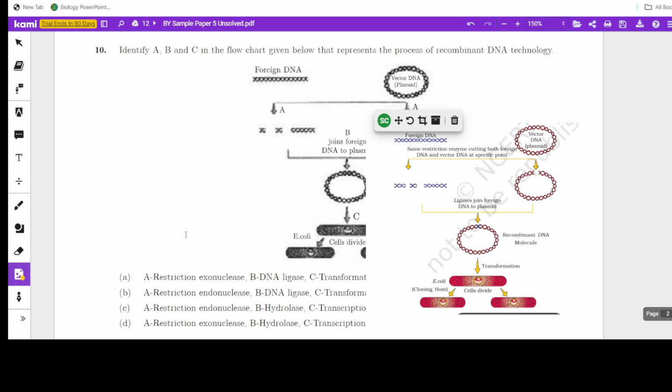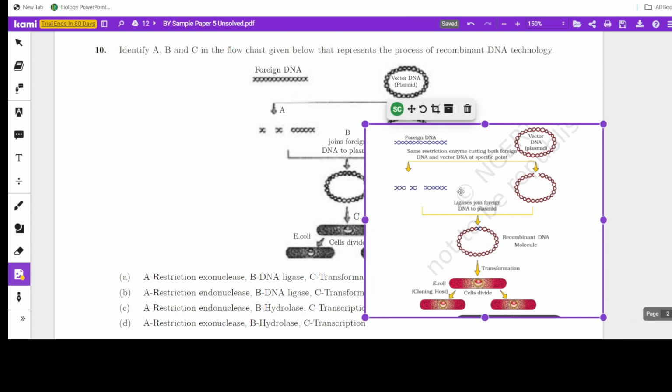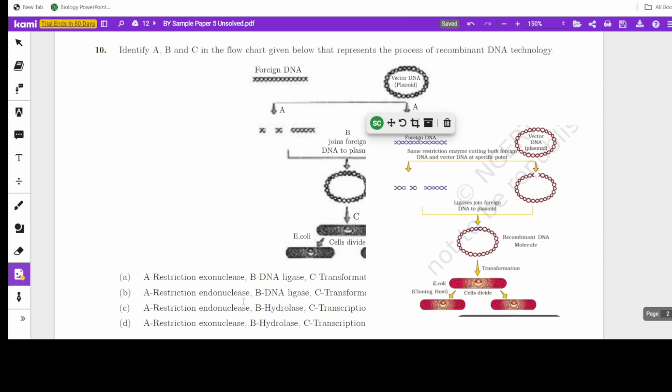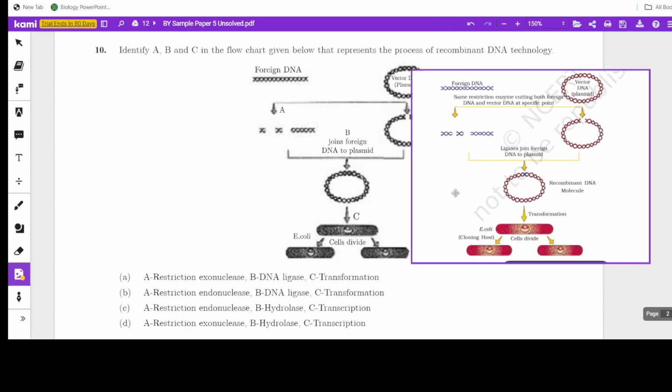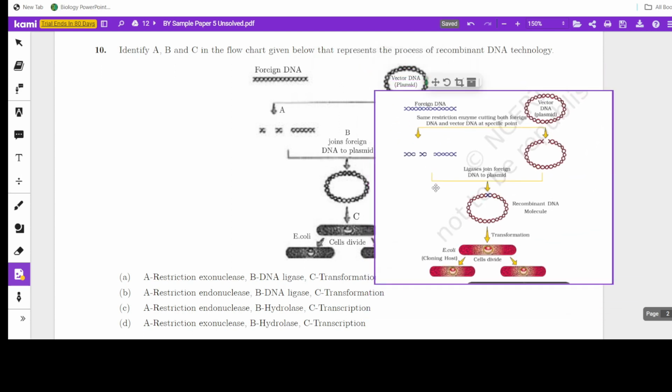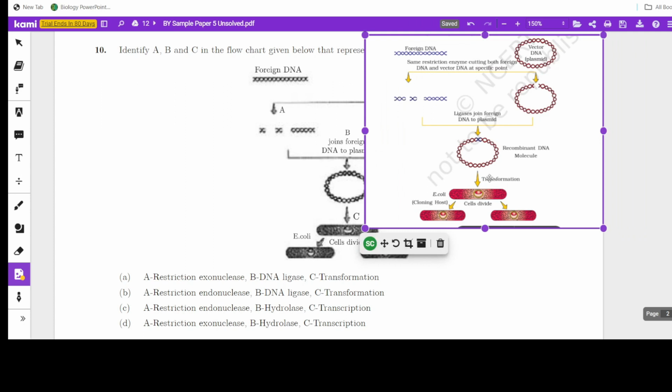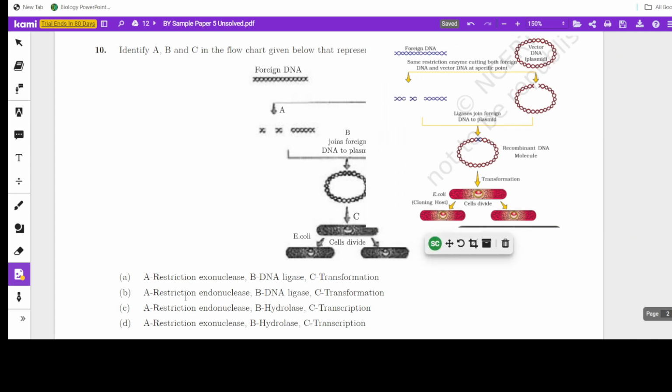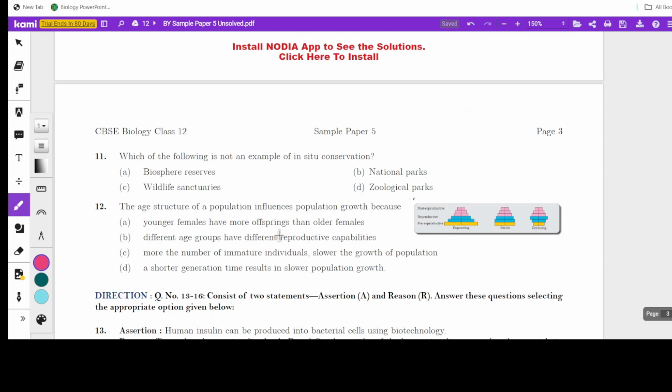Now, what does B stand for? B joins foreign DNA to plasmid. What is B? Ligases. Yeah, B, DNA ligase. So we are getting our second statement right. And let's see if C is transformation. Yes, C is transformation. So this statement B is correct. Don't go with statement A. It is exonuclease. So exonuclease is different from endonuclease, remember. So, coming to the next question.